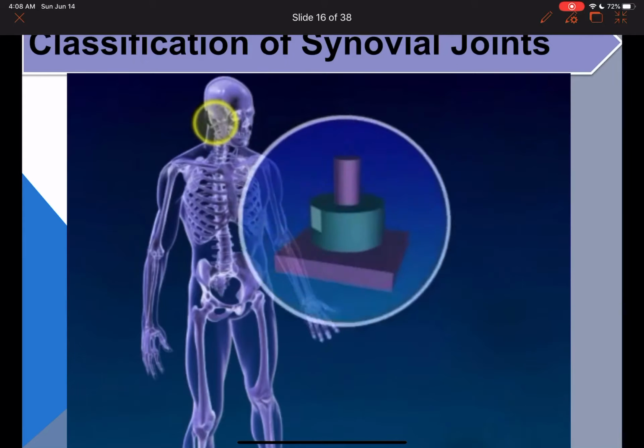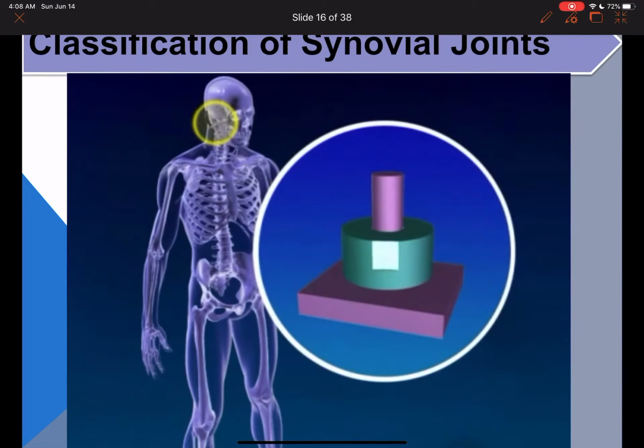The pivot joint, uniaxial, limits movement to rotation in one plane, such as the atlas and axis articulation in the spine.